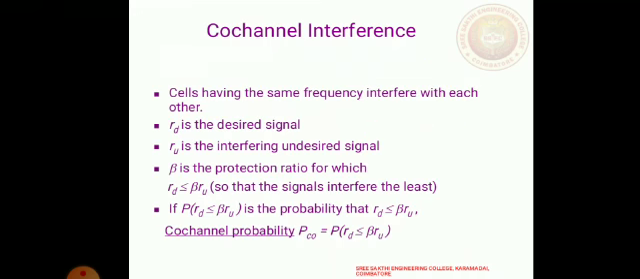Channels having the same frequency interfere with each other. So here we have PCO is equal to P of RD greater than beta into RD. This is nothing but the co-channel probability. So these are the characteristics and also the interference occurring in the channel.